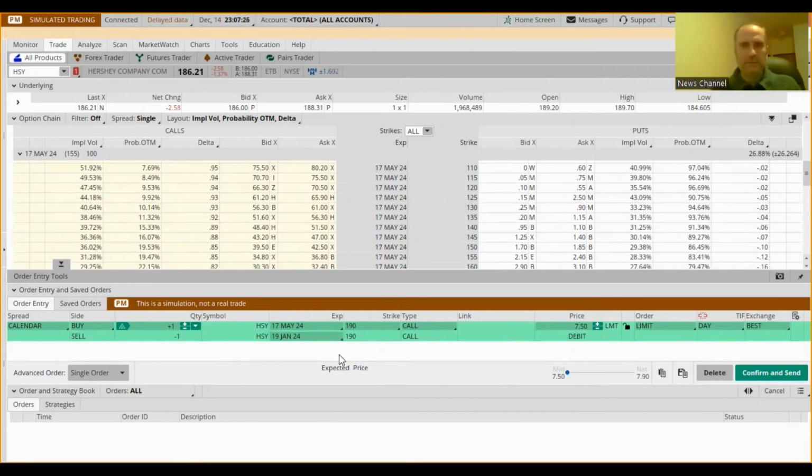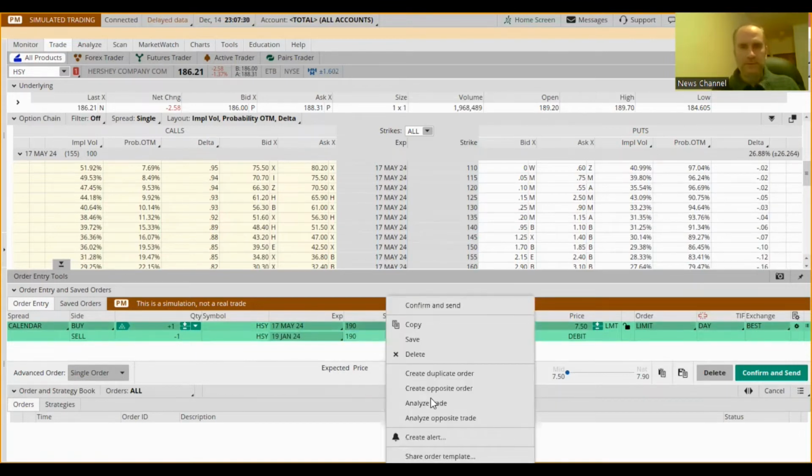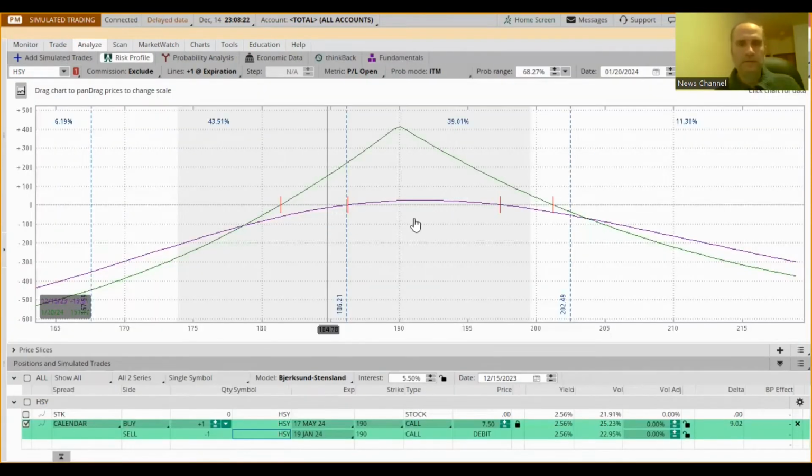Okay, so the next thing I'm going to do is right click, analyze trade. Okay, now this is the trade itself. You're just looking at it. Now the maximum profit that this will make is right here. You see the green line? That's at expiration. So the maximum profit shows 190, and that's to the short call.